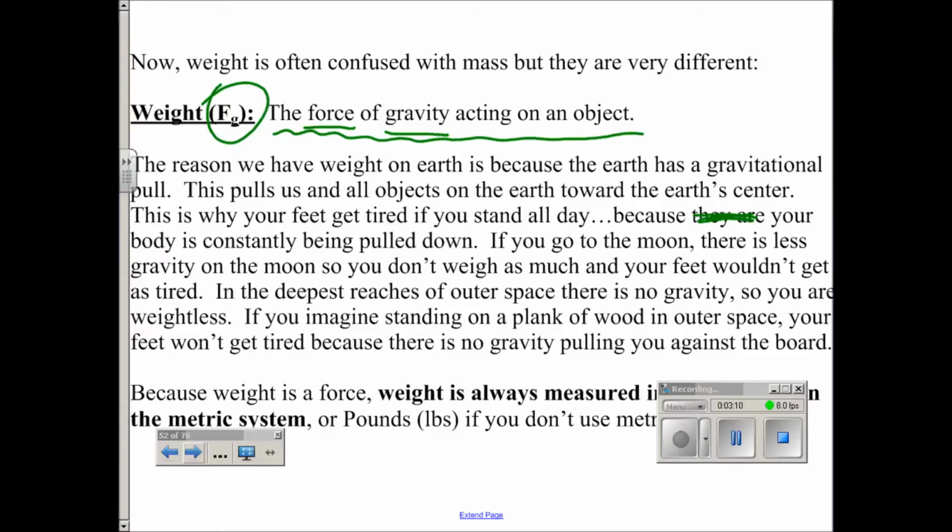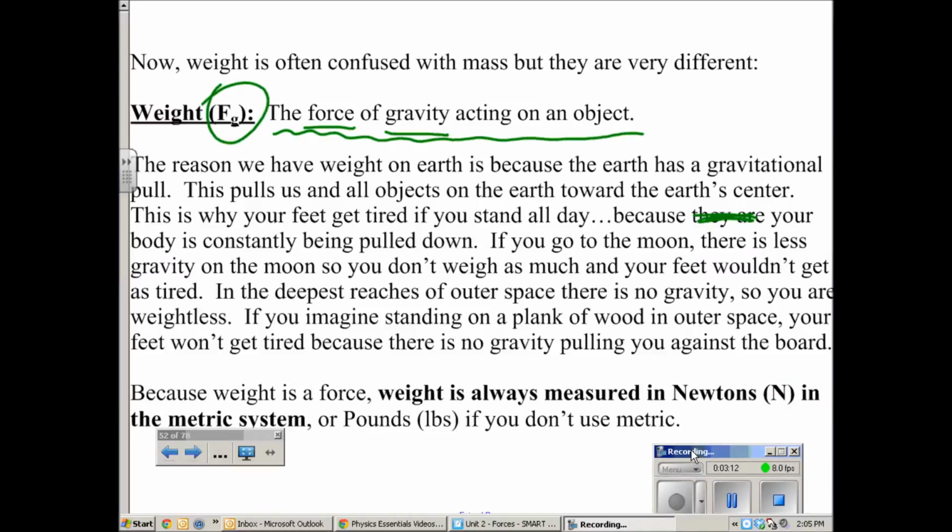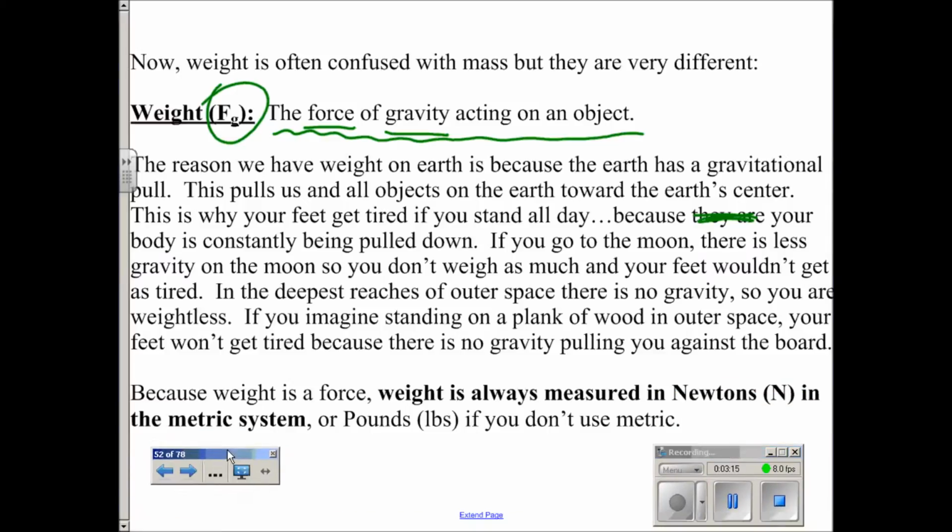Okay? Now, because weight is a force, weight is always going to be measured in newtons in the metric system, or pounds if you don't use metric. All right? Obviously, we're going to be using the metric system, so we're going to use newtons. All right, so at this point, what you should be thinking is, okay, so mass is always measured in kilograms, and weight in this class is always measured in newtons. Mass is m, weight is, what's the definition? Oh, force of gravity. Okay, so there we go.